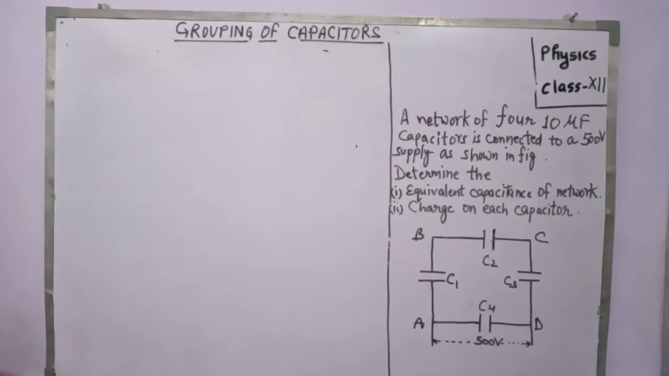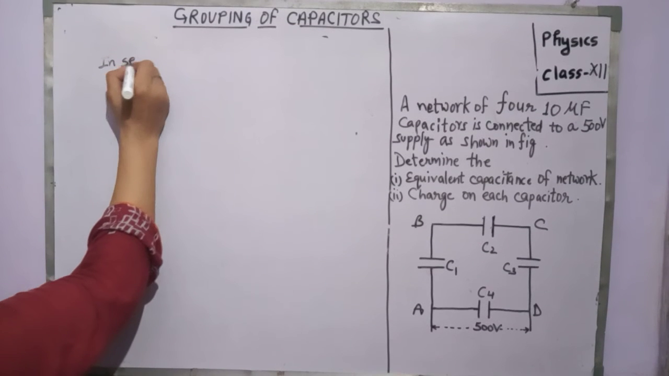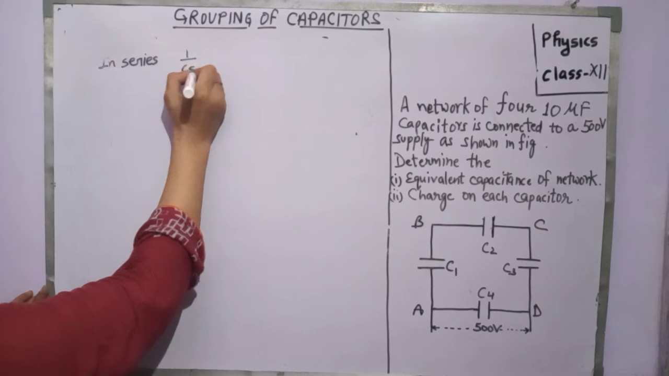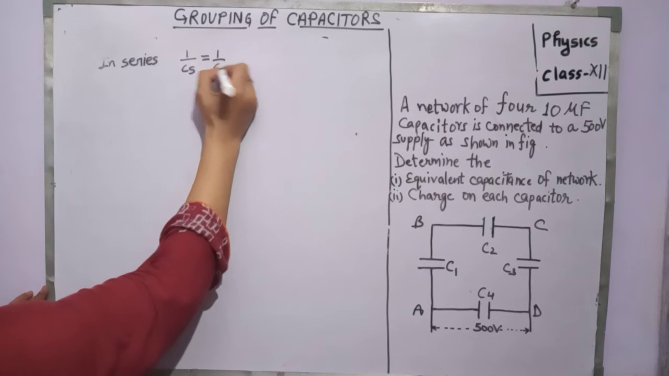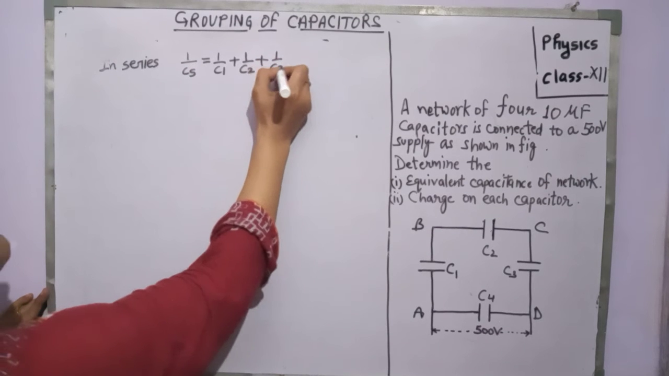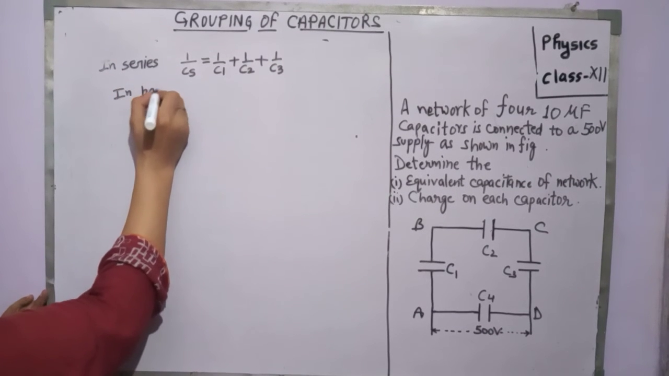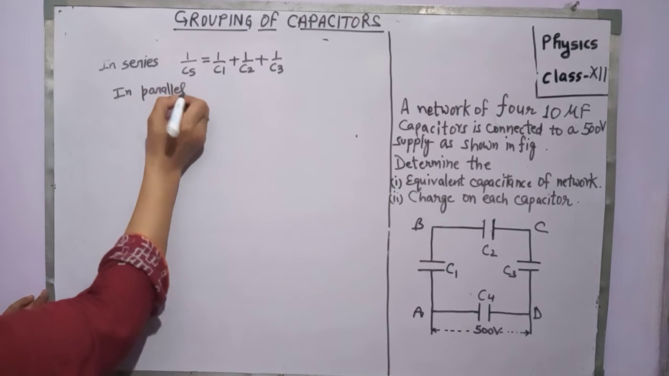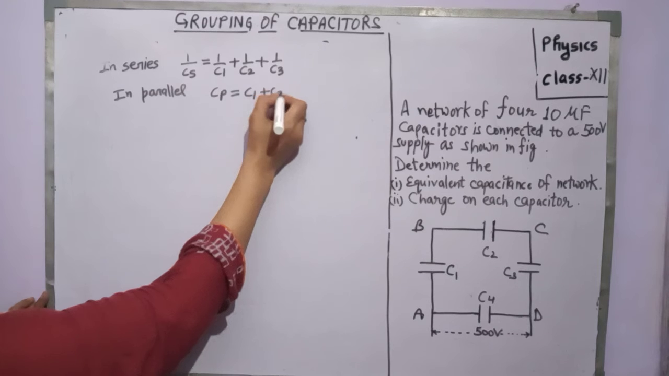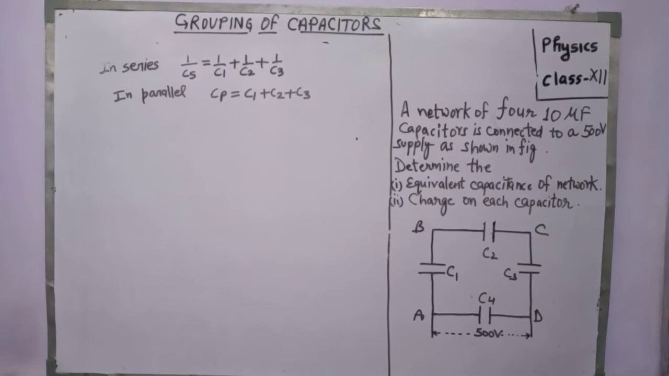I am writing here in short, in series, the formula is 1 upon Cs is equal to 1 upon C1 plus 1 upon C2 plus 1 upon C3. In parallel, what is the formula? Cp is equal to C1 plus C2 plus C3. You have to learn these two formulas.